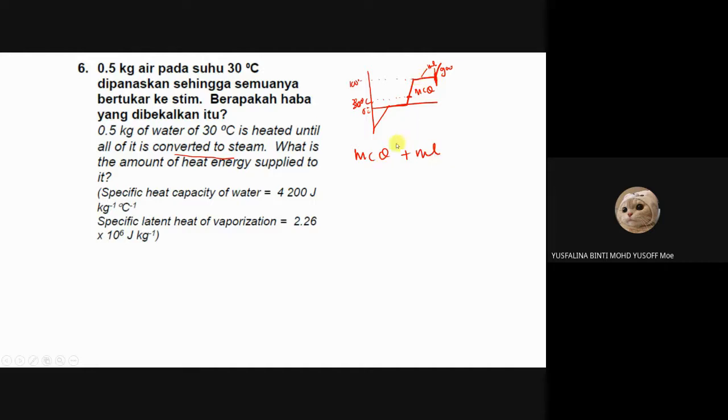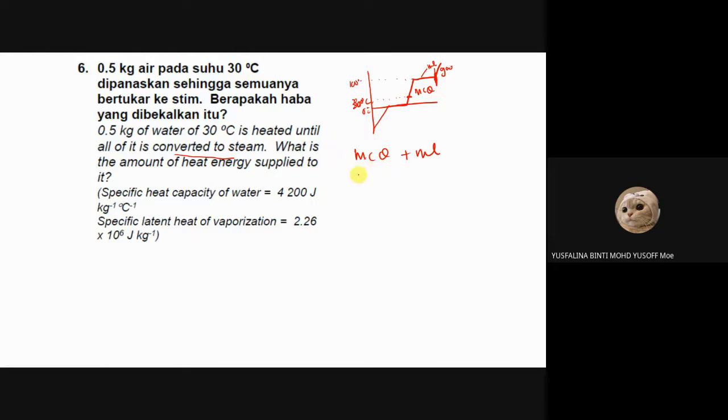So this is the amount of heat energy from 30 degrees Celsius of water to change completely to steam. Okay, is it okay, Sajid? Do you really understand this one, Sajid? Okay.